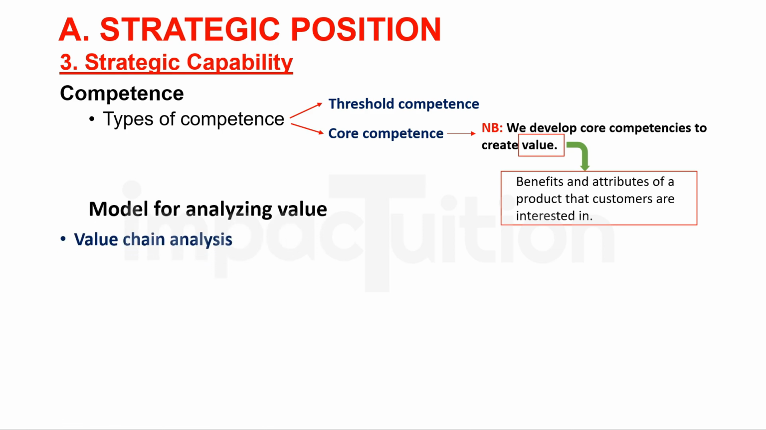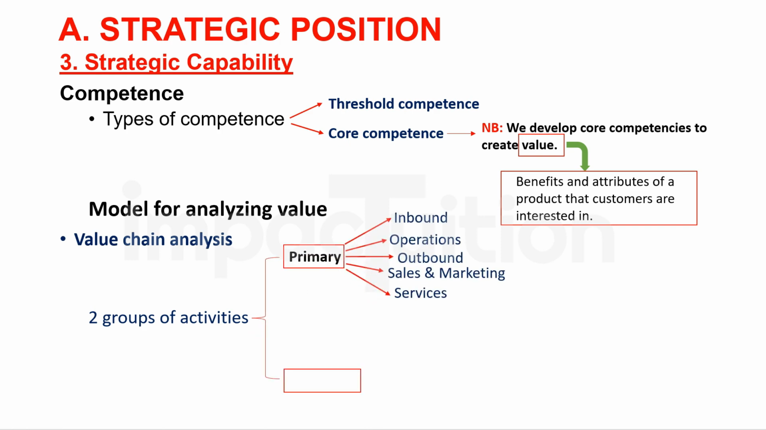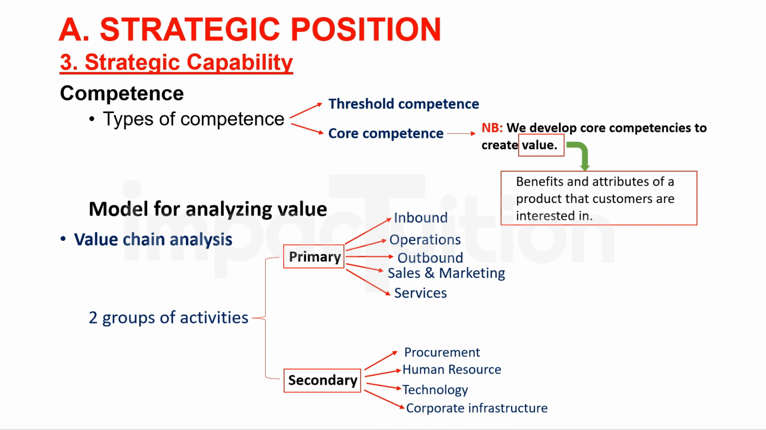We will discuss the value chain analysis. The value chain analysis has two groups of activities, the primary activities and the secondary activities. We will discuss the activities under each of them. For the primary activities, we will look at inbound, operations, outbound, sales and marketing, and services. Secondary activities, we will discuss procurement, human resource, technology, and corporate infrastructure.